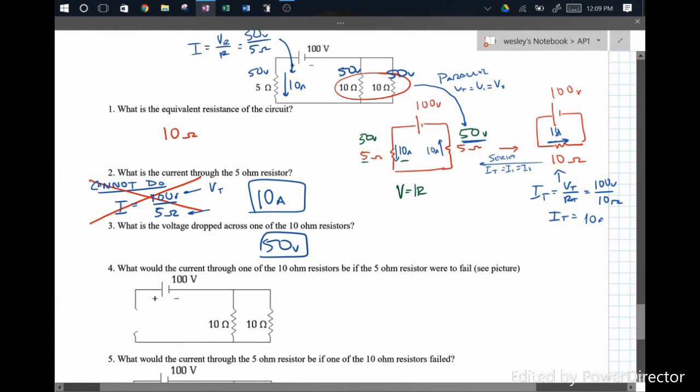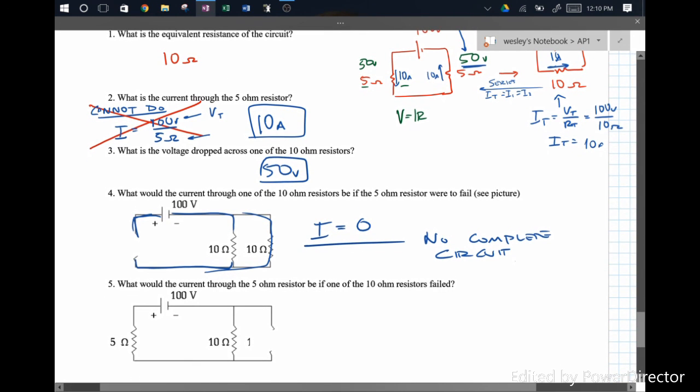So, number 4. Let's say the 5 ohm resistor burns out, it fails, we have a disconnect, a break in my circuit. If that's the case, I do not have any complete loops that current could flow through. So there's no current. So the current in each one of those resistors would be 0. I have no complete circuits there.